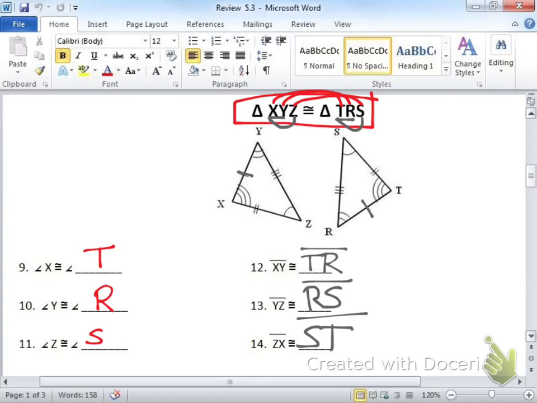If you wrote like TS instead of ST, to be honest, some geometry teachers would take off for that. I am not one of them. So if you have like RS or SR, that to me that's the same thing, so I don't mind. Any questions on this section?